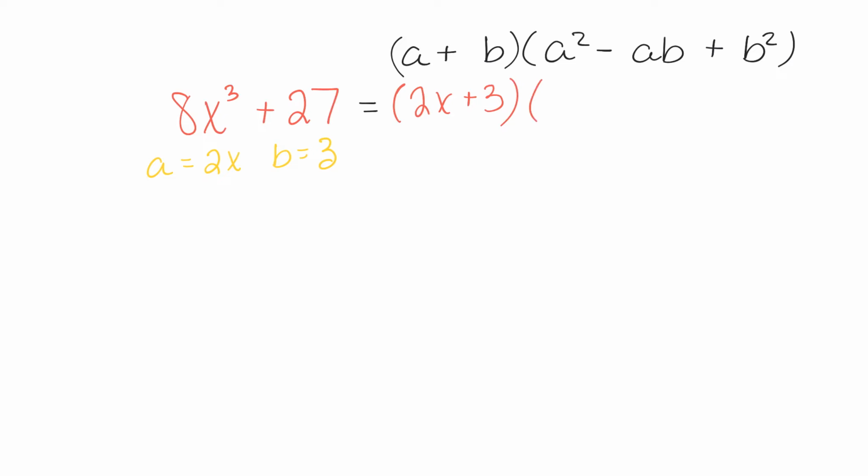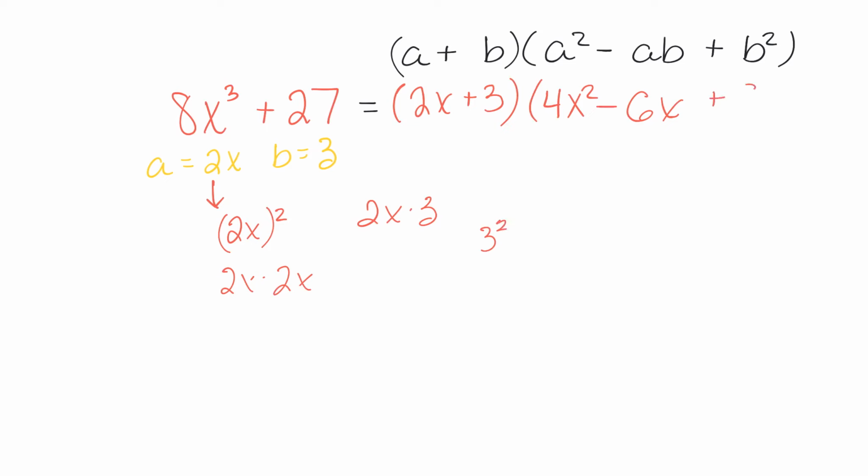A squared. Now, when you go to square this thing, you have to square the whole shebang. Did you do that, or did you just write 2x squared? Be honest. 2x times 2x is 4x squared. Be careful. All right, minus A times B. Well, 2x times 3 is 6x. B squared, 3 squared is 9. That's it. There's your answer.